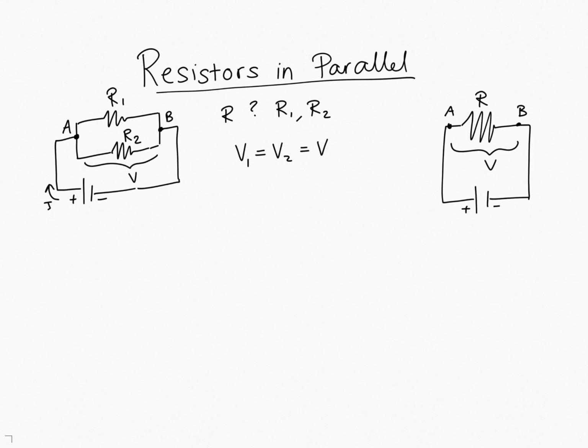Now another thing to note is that initially we have some current I. And for our equivalent circuit, the single resistor gets all of the current. But for the case of our resistors in parallel, although I goes into A, what comes out of A has two possible paths to flow, namely I1 and I2. So some of the current will flow into resistor 1 and some of the current will flow into resistor 2.